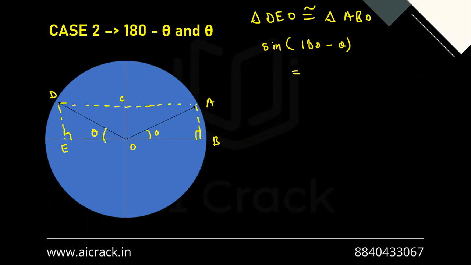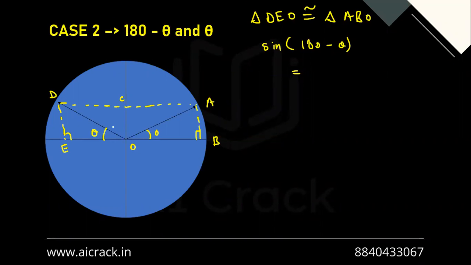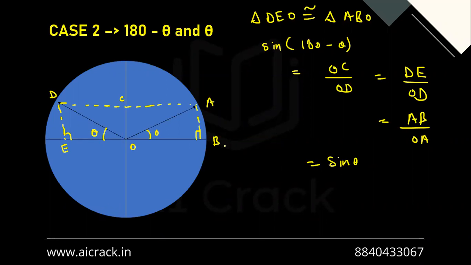So again, let's look at this triangle. According to a circular system, sine of 180 minus theta is nothing but the projection of OD on the y-axis. So in that case, that would be OC upon the radius, that is OD. Now OC equals DE, right? So that becomes DE upon OD. Now according to our congruency, DE is nothing but AB, and OD is nothing but OA. So basically we have got sine of theta, right? So we can see that sine of 180 minus theta is equal to sine theta.